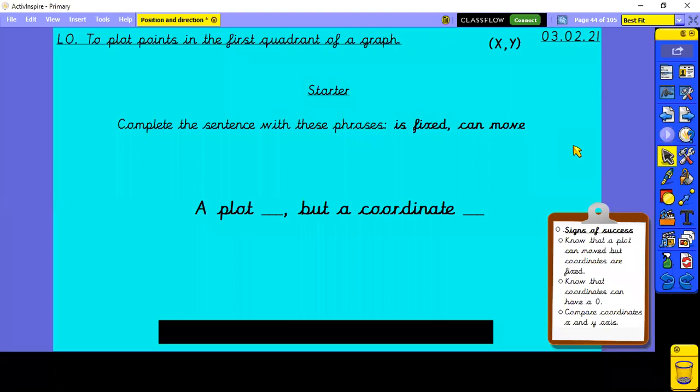Okay, thanks for doing that. Hopefully it's nice and neat and underlined, and if it isn't, then just double check. And now we can start our starter.